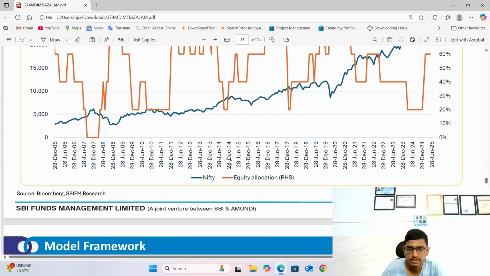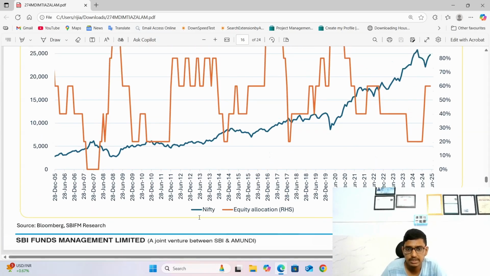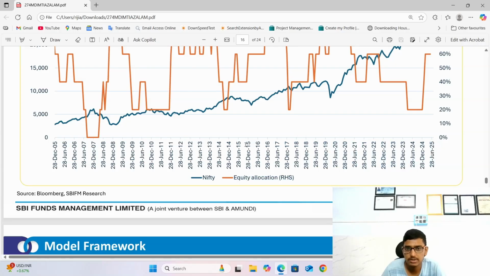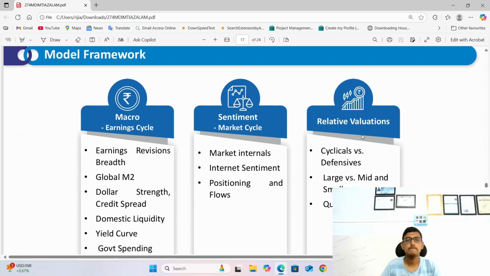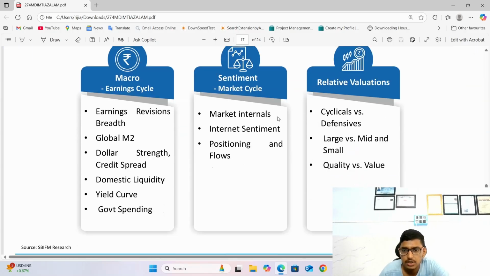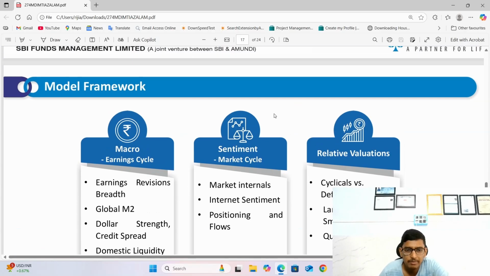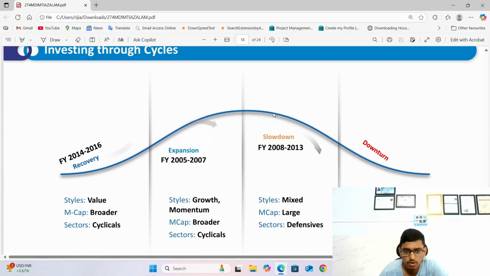So let's say, what is the asset allocation? You can see here that Nifty gave good returns, and here the asset allocation was in the orange color. These are all the frameworks that the fund manager checks before investing in any stocks.